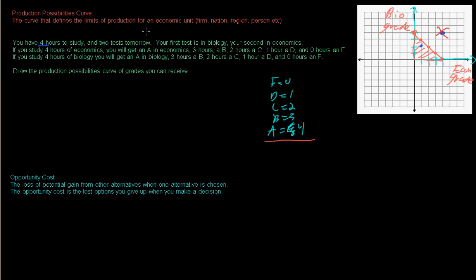So bear with me until the end, and then if you have problems, feel free to message me or leave a comment and I will get back to you and try and clear up any confusion. So the opportunity cost is the loss of potential gain from other alternatives when one alternative is chosen. So it's the lost options you give up when you make a decision.